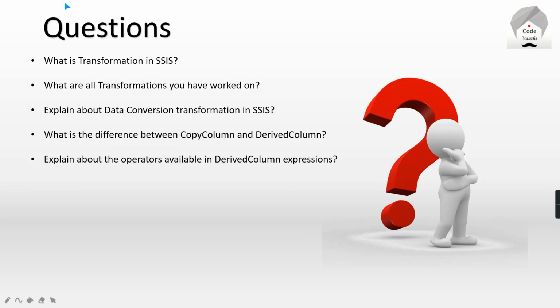So I have listed some questions here. You need to be clear on each and every transformation: how these row transformations work, how copy column and derived column differ, and what expressions we can implement through derived column. If a person asks you scenario based questions, you need to be able to do that. So you can explore the different expressions and operators available in the derived column transformation. Okay.